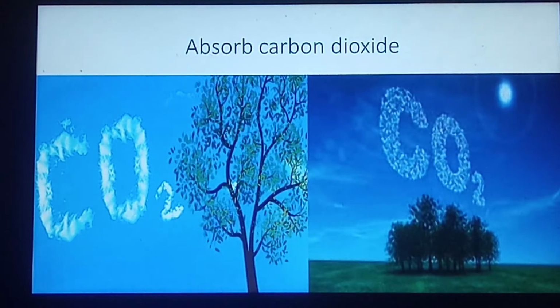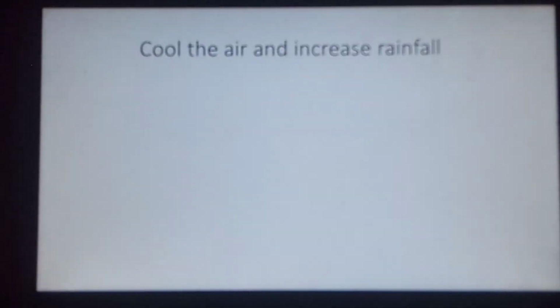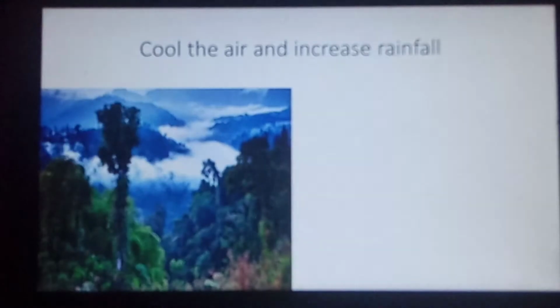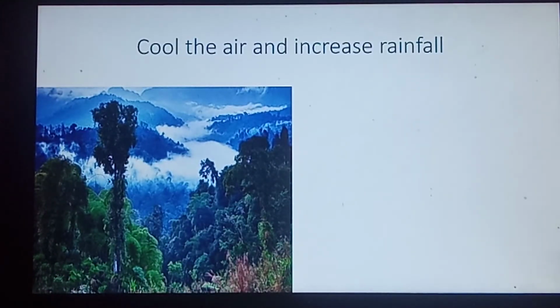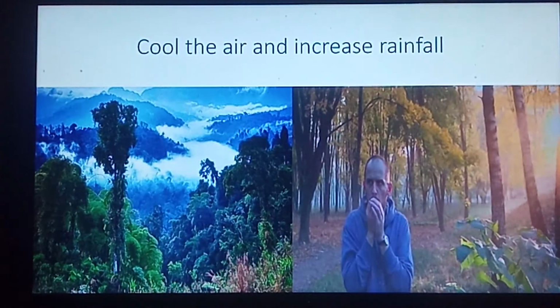They cool the air and increase rainfall also. Plants in the forest absorb water from the soil and release it into the air through transpiration. This increases the amount of water vapor in the air and helps in the cloud formation. This ultimately causes an increase in the rainfall. The increased amount of water vapor in the atmosphere also cools the surroundings.